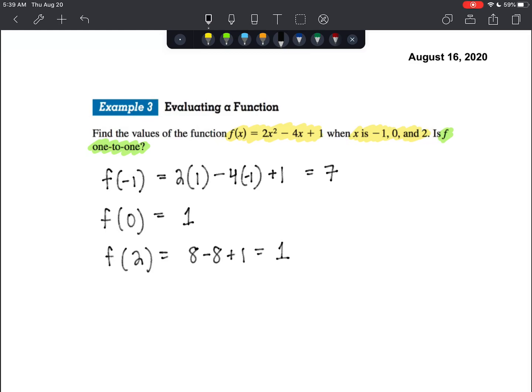Now what they're trying to get at here is they picked values that would lead you to discover that I have two outputs that are the same with different inputs. Therefore, this is not 1 to 1. But we knew that it was not 1 to 1 because we know what this graph looks like.